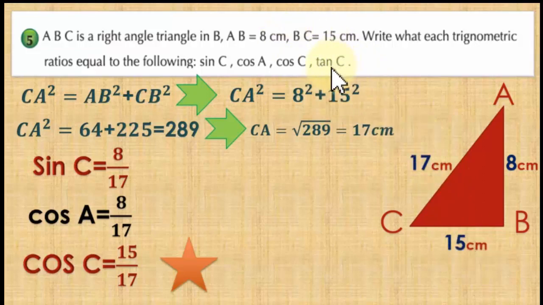The last one, tan C. We can calculate tan C in both ways. Firstly, we can say tan C equals sine C over cosine C. Or we can say tan C equals the opposite side of C over the adjacent side. So tan C equals 8 over 15.